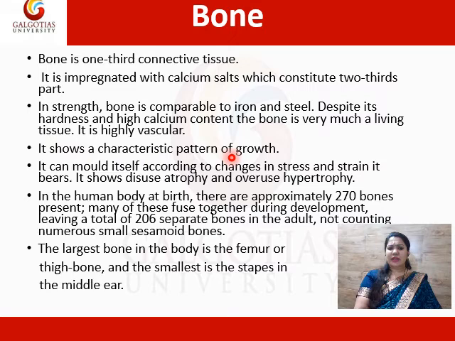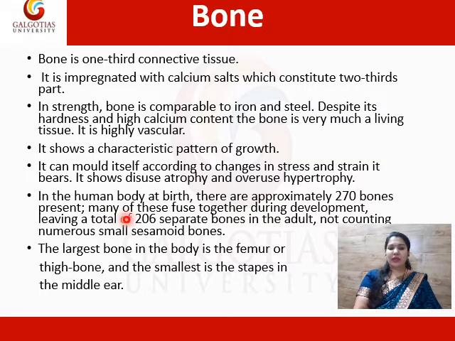It shows a characteristic pattern of growth. It is the bone that gives a pattern of growth in our body. Due to the increase in bone length, the body height increases. It can mold itself according to the change in stress and strain it bears. We have discussed that a bone is so strong but can mold itself under pressure, stress and strenuous conditions, as seen in some kinds of degenerative changes.